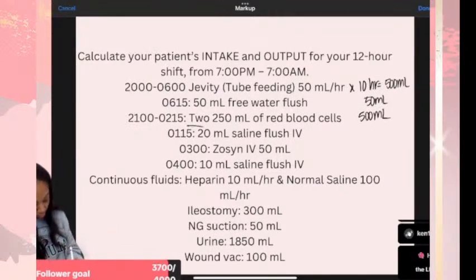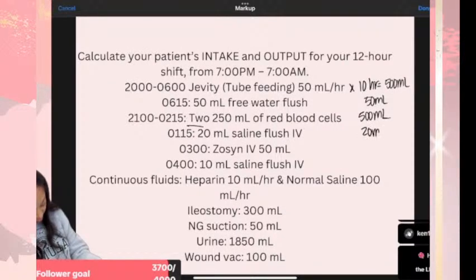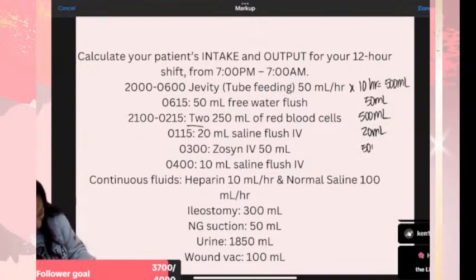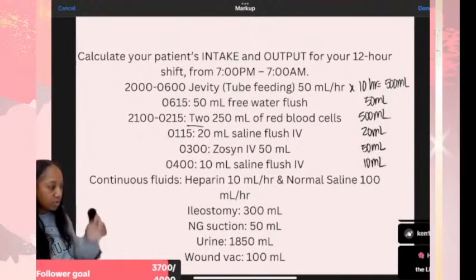Okay, because it said 250 mLs of red blood cells. Then you gave a flush to probably clear out that blood. Then Zosyn was given, so that's 50. And then you flushed it at 4 o'clock as well. And then it says you have continuous fluids, so that means that there's fluids continuously going. Which is heparin at 10 milliliters an hour and normal saline at 100 milliliters an hour.